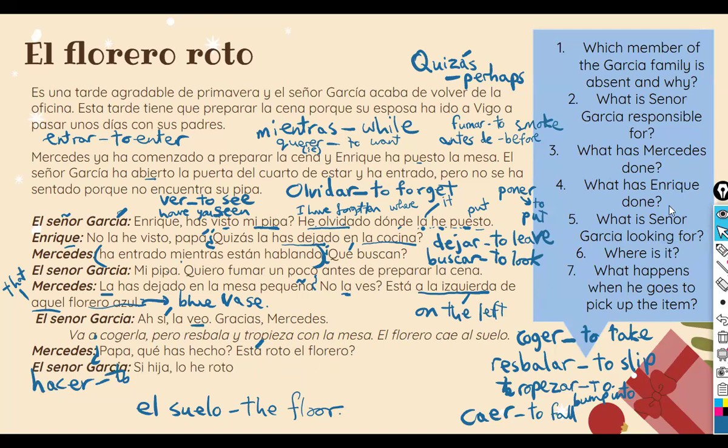And he says, sí, hija, lo he roto. I broke it. Right? Yes, daughter, lo he roto. I broke it. And the it agrees this time with the florero, so it's lo, masculine. Right?